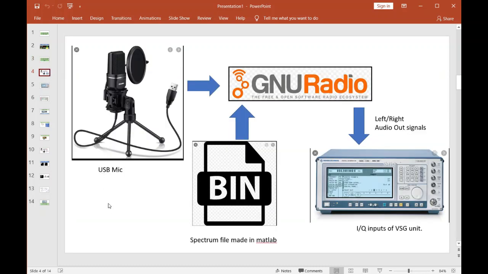Alright, so the basic idea is we've got some kind of USB microphone, or some kind of microphone, in your computer. Nothing fancy here. We've got a binary IQ file that we make in MATLAB, and I'll walk you through that. We take these two inputs and feed them into GNURadio, do a little mathematics, do a little shifting, flip some signals around, and we're going to create essentially left-right audio signals. We'll send those out of GNURadio to our vector Siggen, and they will be going into the IQ inputs of your vector Siggen unit.